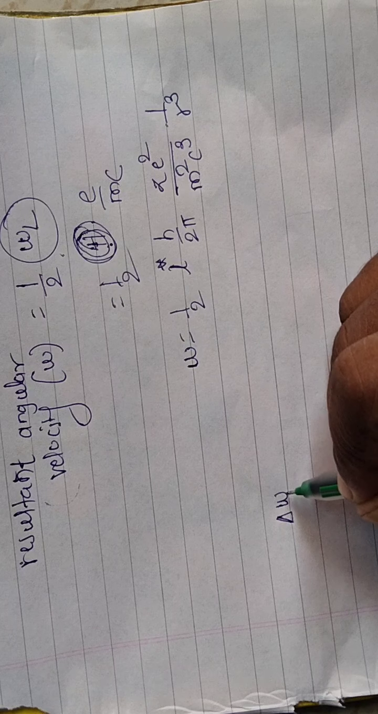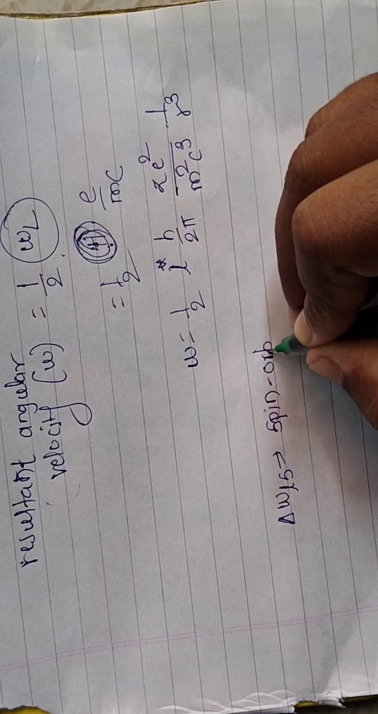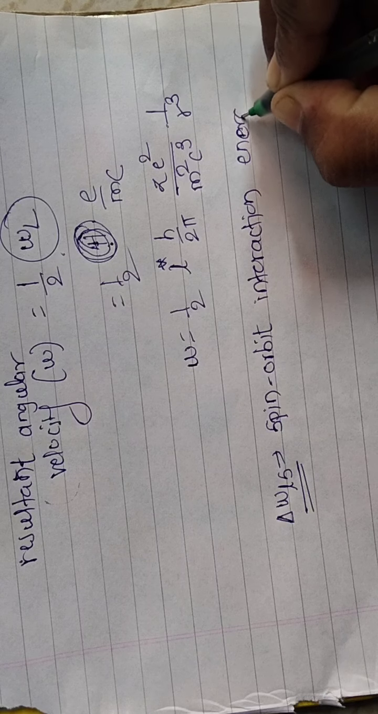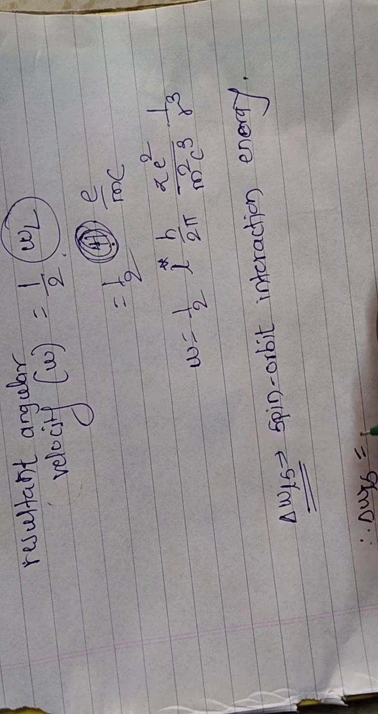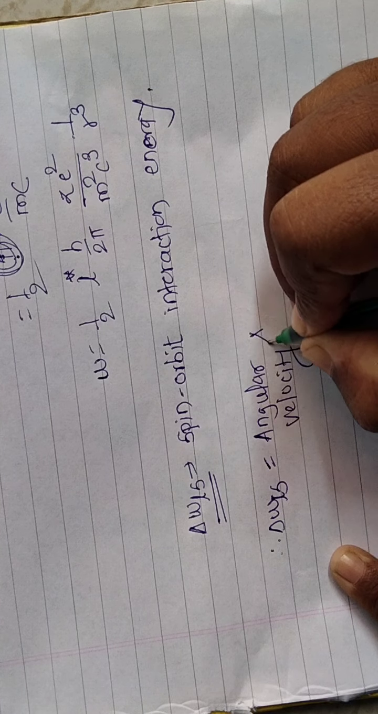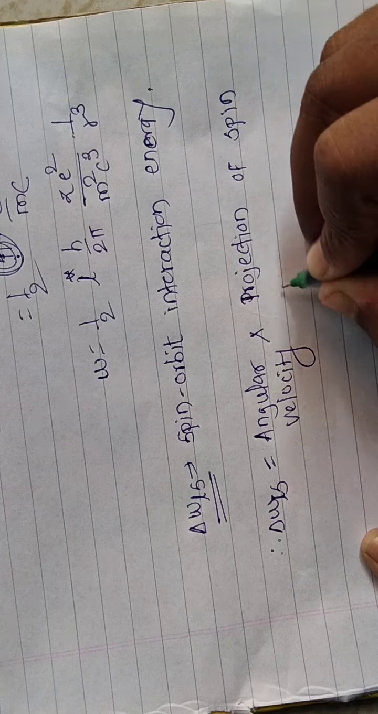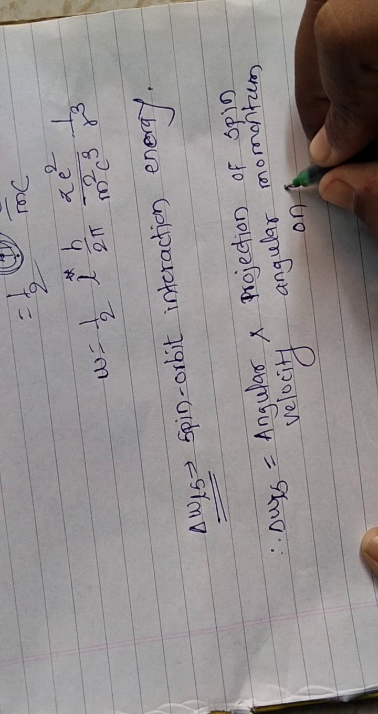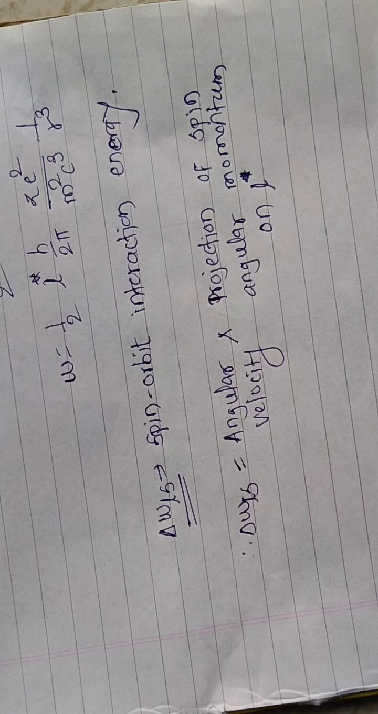We denote it as delta omega LS, which is called the spin orbit interaction energy, which we now have to calculate. The spin orbit interaction energy is given by this. So this is the spin orbit interaction energy delta omega LS. This energy is the multiplication of the angular velocity and the projection of the spin angular momentum on L star.